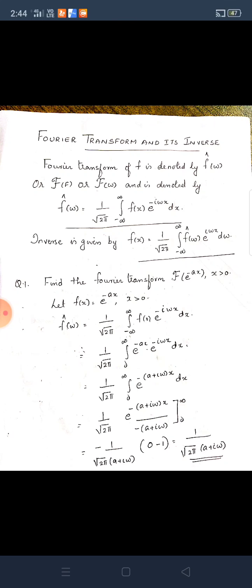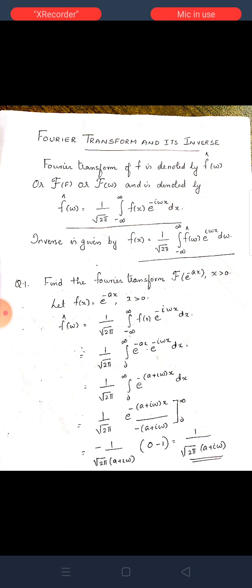So here minus and x are common, so we take them outside. So e raised to minus of (a plus i omega) x dx. Now that is of the form of the integral of e raised to minus ax, so we have to integrate. So 1 by root of 2 pi, e raised to minus (a plus i omega) x divided by minus of (a plus i omega), over the limit 0 to infinity.